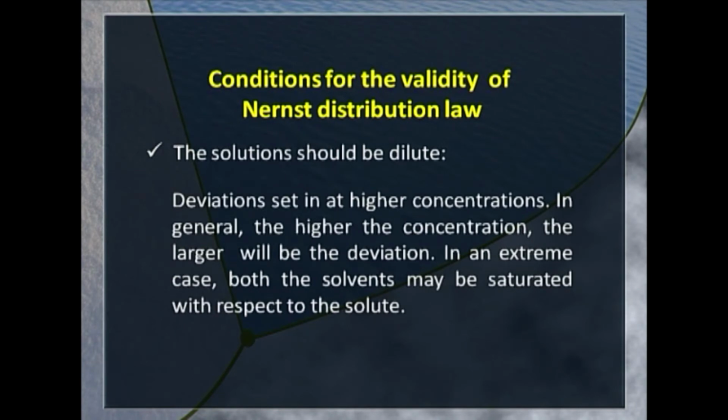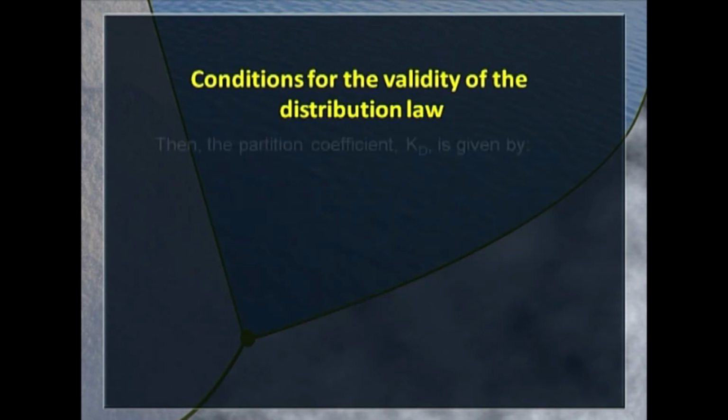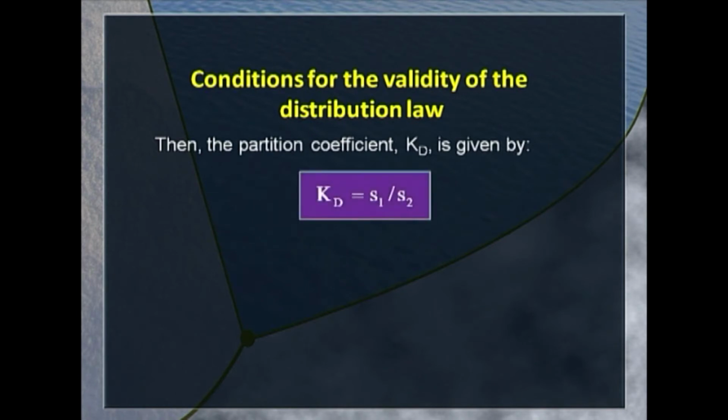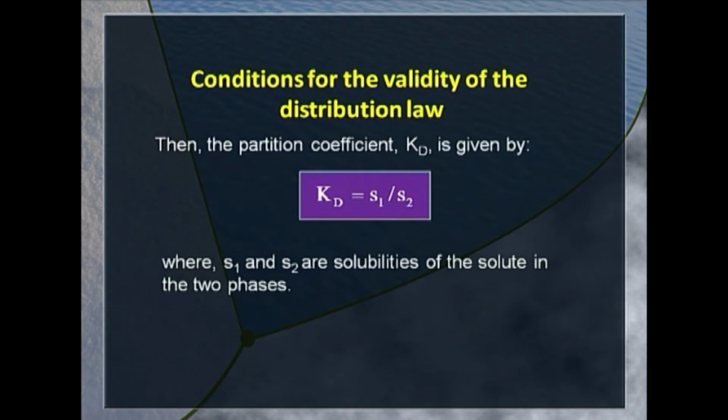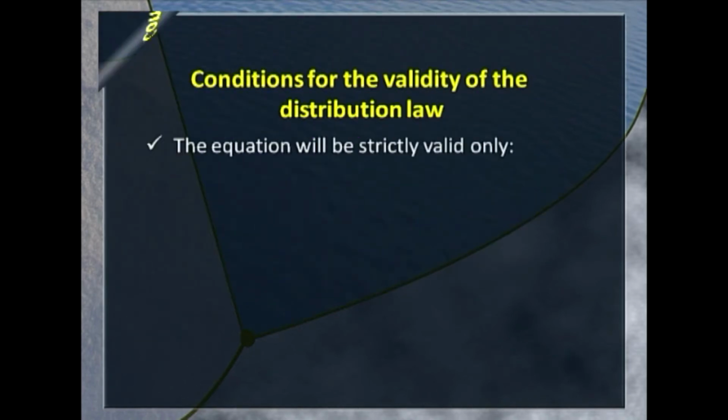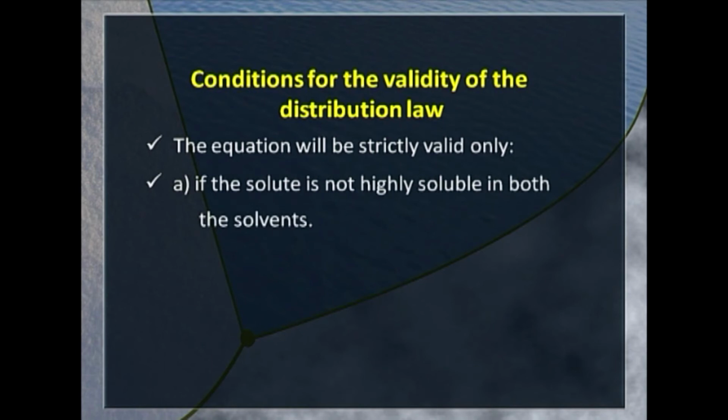Therefore, if higher concentration solutions are taken, there will be larger deviations. In the extreme case, both solvents may get saturated with respect to the solute, so that the result we get for Kd will be Kd equal to S1 by S2, where S1 and S2 are the solubilities of the solute in the two phases. The equation will be strictly valid only, one, when the solute is not highly soluble in both the solvents. That means it should have limited solubility in the two solvents.